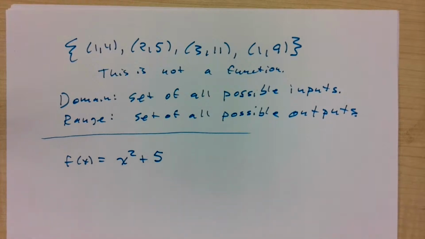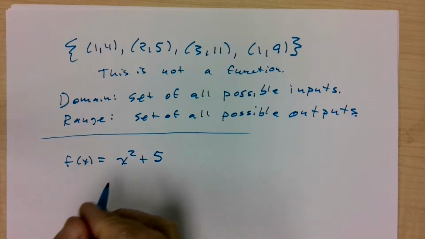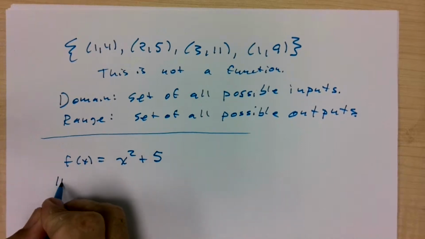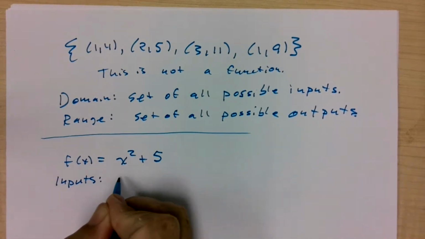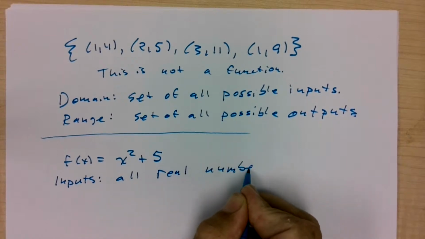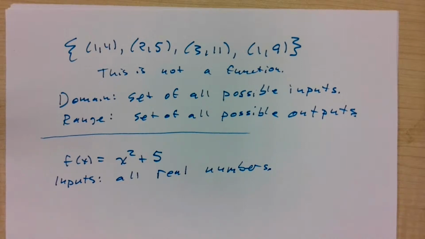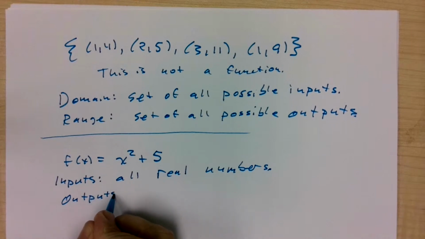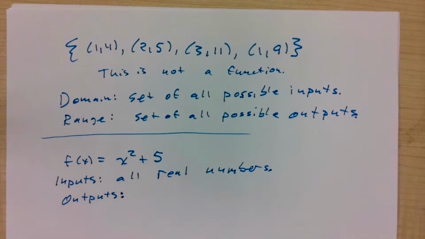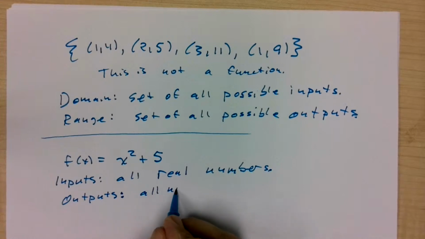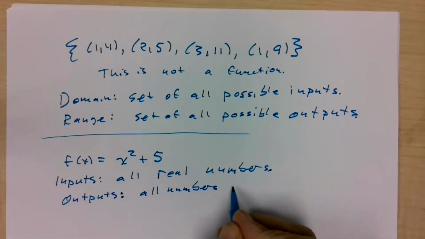If this happens, then what can we say? The inputs could be anything, all real numbers. You're allowed to pick any number. You can square it and add 5, but for outputs, the smallest output you could ever get is 5. So your outputs are all numbers greater than or equal to 5. The lowest number you are going to get is 5. So all numbers greater than or equal to 5.